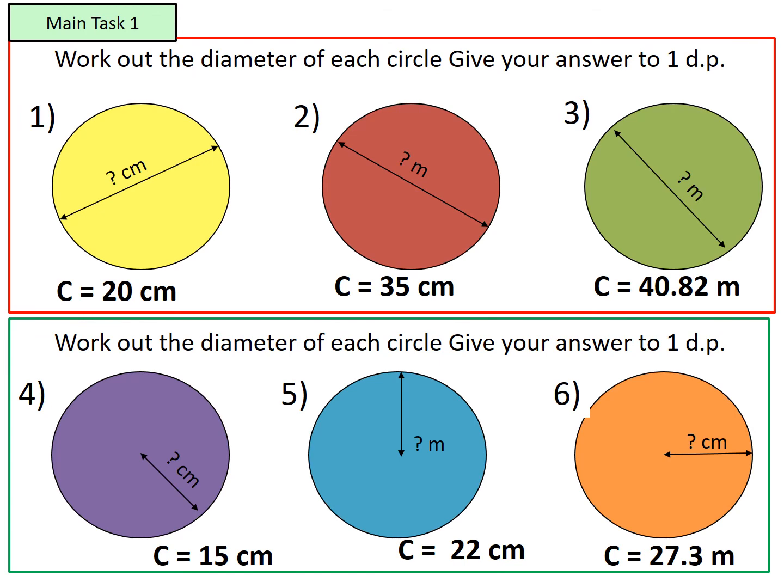Alright, what I would like you to do is have a go at the questions above. For set 5, please have a go at the red section only, and if you want to challenge yourself, have a go at the green section questions. Now if you're in set 3 and 4, please have a go at 2 of the red questions and 2 of the green questions.